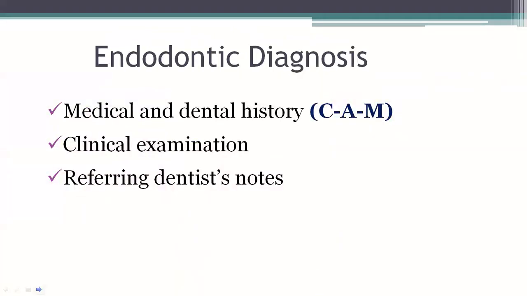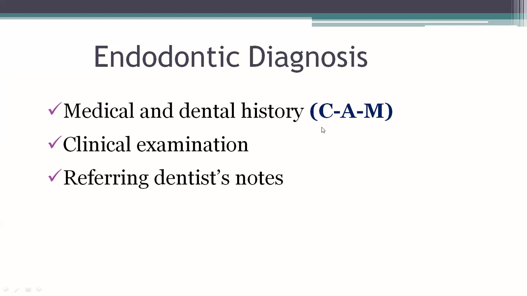How do we do the endodontic diagnosis? The endodontic diagnosis will comprehend the review of the medical and dental history. The review of the medical history is important because we need to know what the patient's conditions are, any condition present like diabetes, hypertension, any type of systemic condition that the patient may have. That's why we have the C that stands for conditions.